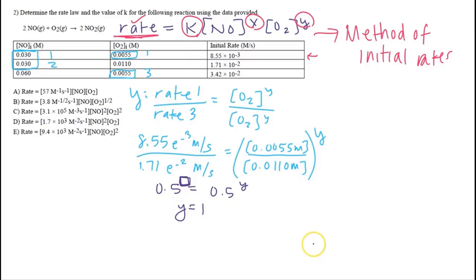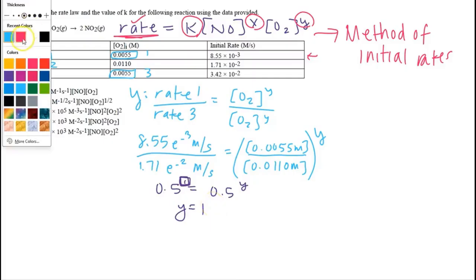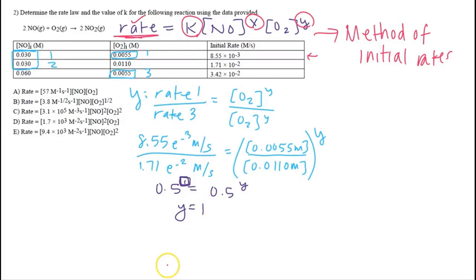All right, I don't have to do any extra math or anything like that. I can just use logic to get through. Because if this is 0.5 raised to Y, if I say this is 1 here, I'm still going to get 0.5, so therefore my Y is equal to 1. Let's go ahead and get our next variable. That means this 1 can be here, and that means our order for O2 is going to be reaction order of 1. Let's go ahead and do our x.